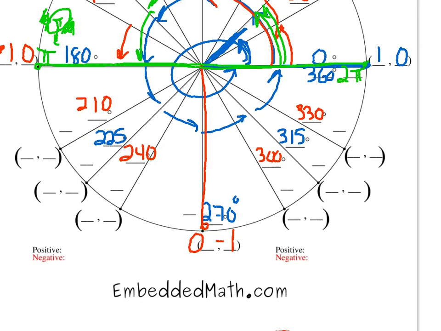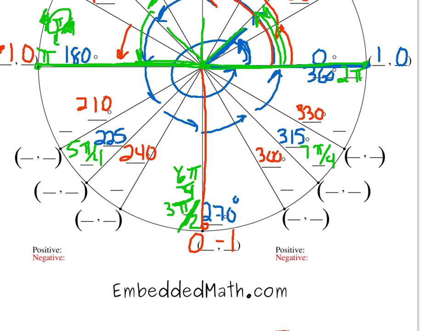We went 1 pi over 4, 2 pi over 4, 3 pi over 4, 4 pi over 4. So the next would be 5 pi over 4. The next would be 6 pi over 4. And this one would be 7 pi over 4. Now, 6 pi over 4 does reduce because these are both even, so this would be written as 3 pi over 2. So what we should be able to say now is that 270 degrees is equivalent to 3 pi over 2 radians. All right?